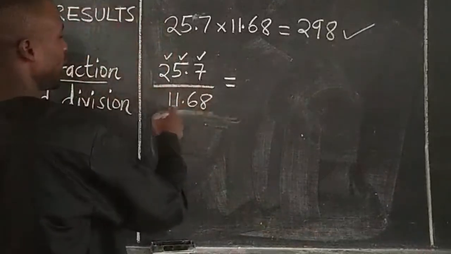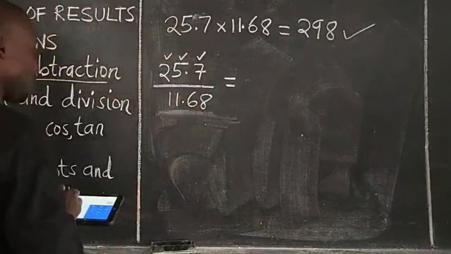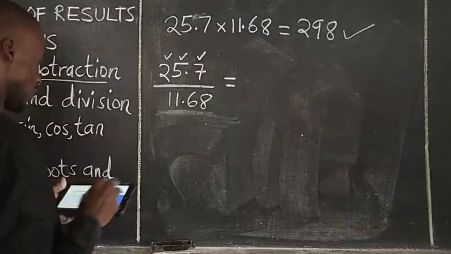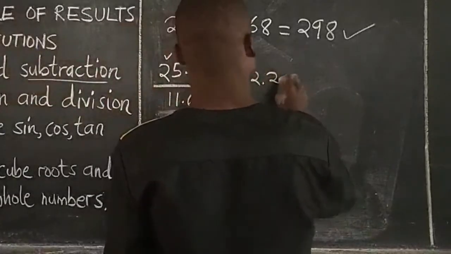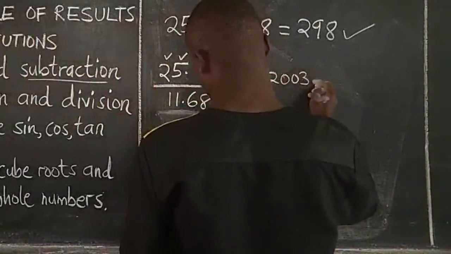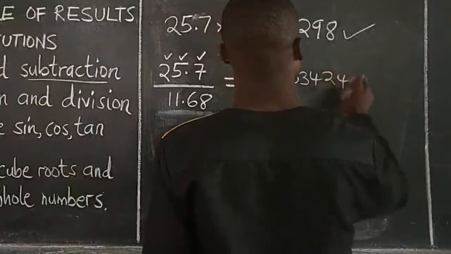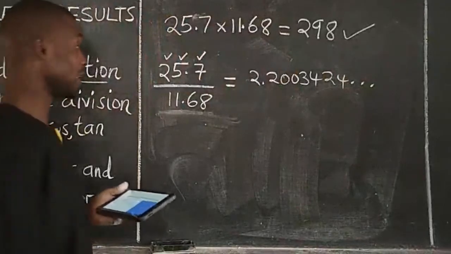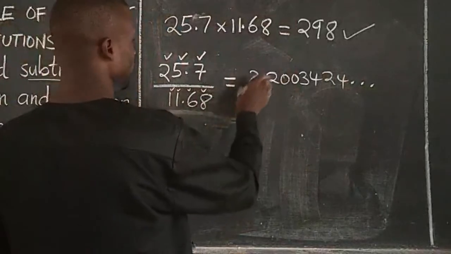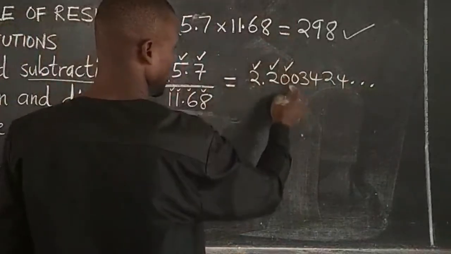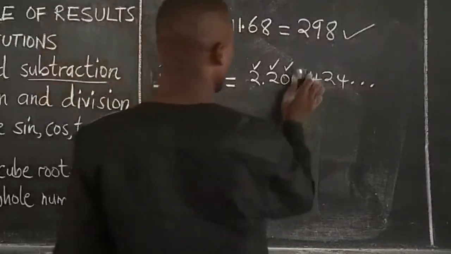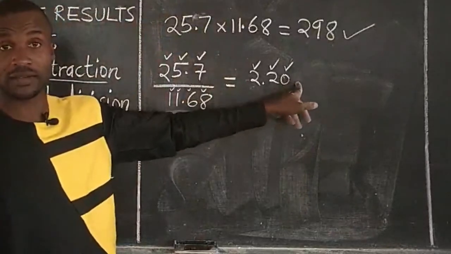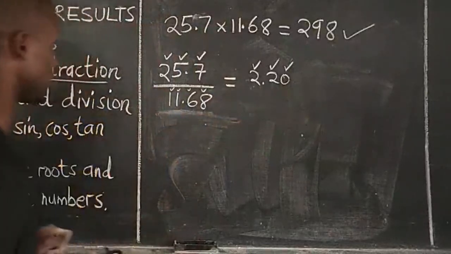So 25.7 divided by 11.68. The calculator gives me 2.2003424, and so on. So many other digits. So what do we write? We want to pick 3 significant figures because these were 4, so we pick 3. 1, 2, 3. So our answer is supposed to be that. You don't need 2 steps, just write it straight away. So is this 0 significant? It is significant. Very true. It's a calculated value.